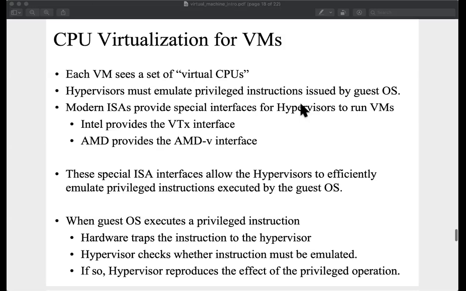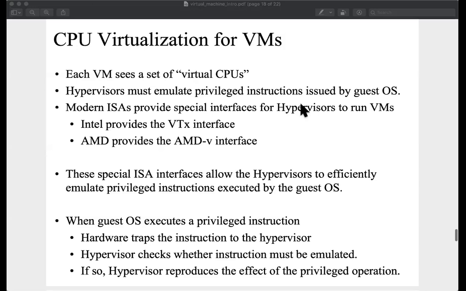So what do the hypervisors do? When the virtual machine starts running, it sees these virtual CPUs and starts creating processes and scheduling processes on them. But as the guest OS tries to perform certain privileged operations on the virtual CPU, it will trap. Those privileged instructions will trap to the underlying hypervisor. The hypervisor would then emulate those privileged operations on behalf of the virtual CPUs.